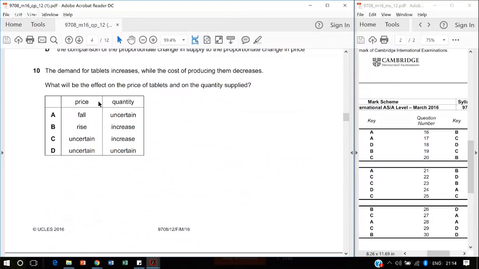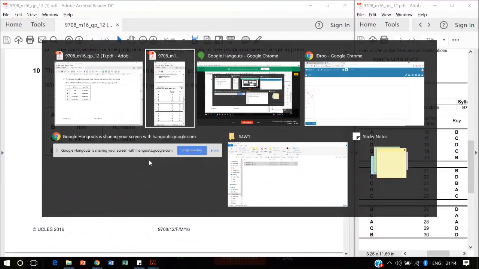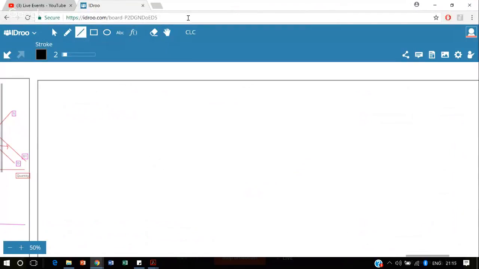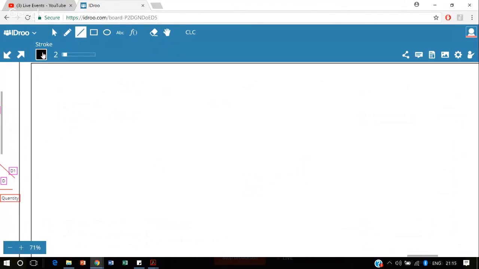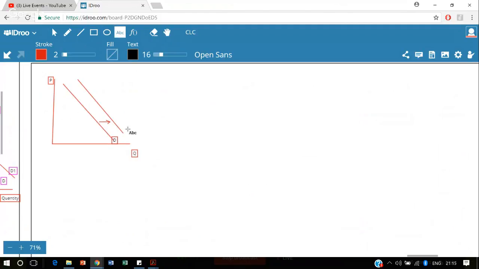Okay. So if we quickly pop this onto a diagram, the demand for tablets increases while the cost of producing them decreases. So if we want to zoom in here, we can even draw a little graph. So we're seeing demand curve, we see price and quantity. Always good to label all your axes. And we see demand increasing from there to there. I like to draw a little arrow there just to make it abundantly clear for the examiners which way you're moving. And then we can label our curves D and D1.